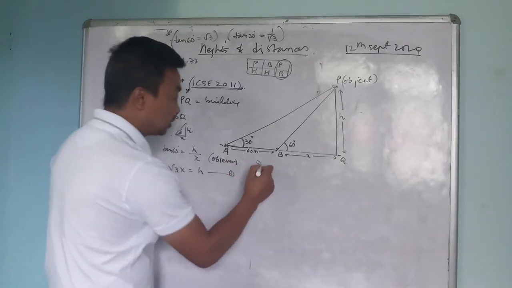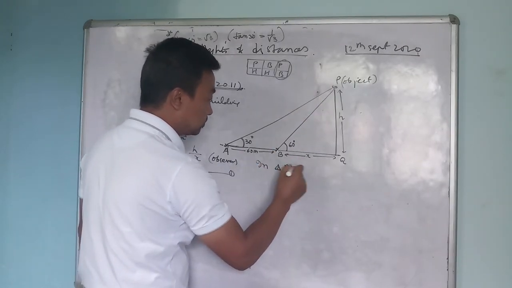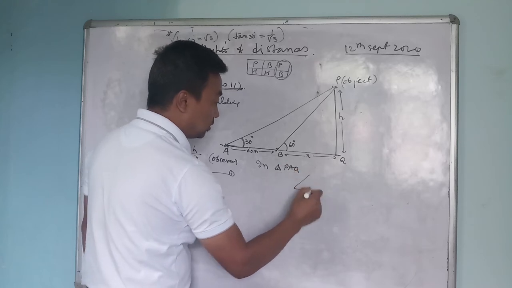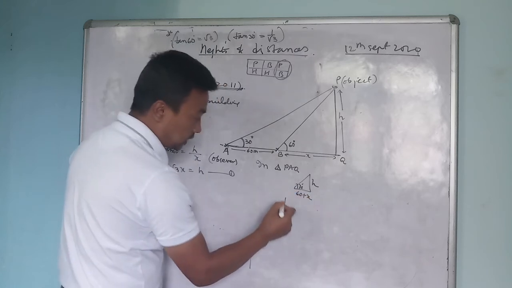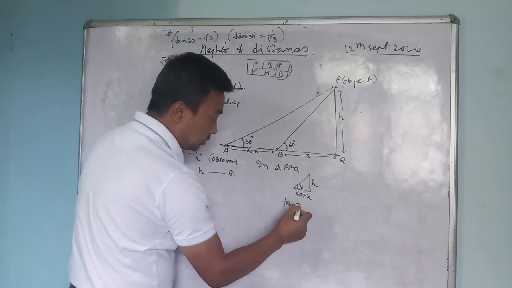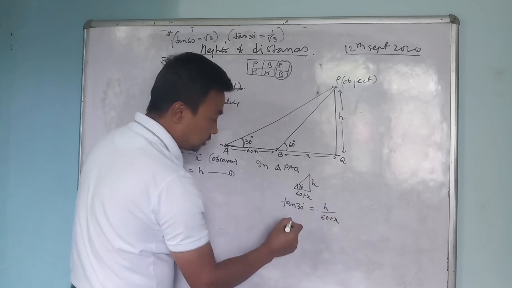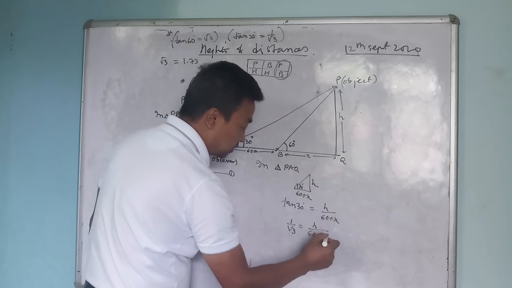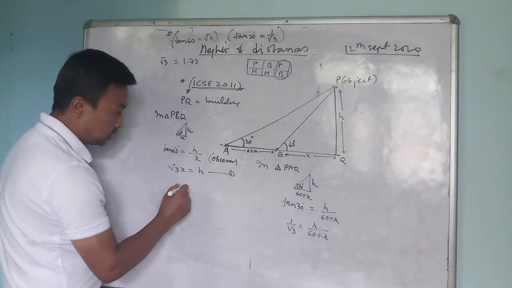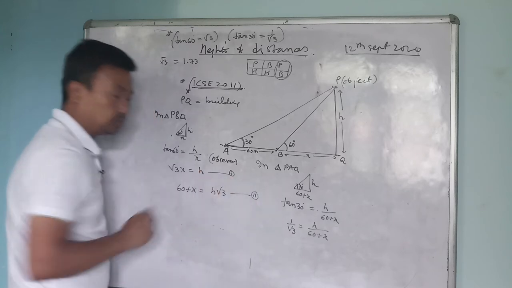Now you take another right triangle. In right triangle PAQ, you have 30 degree, h, and here it is given 60 plus x. So you can take tan 30 degree equals perpendicular over base, which is h over 60 plus x. Tan 30 we know is 1 by root 3. After doing the cross multiplication, you will get 60 plus x equals h root 3. This is your equation 2.